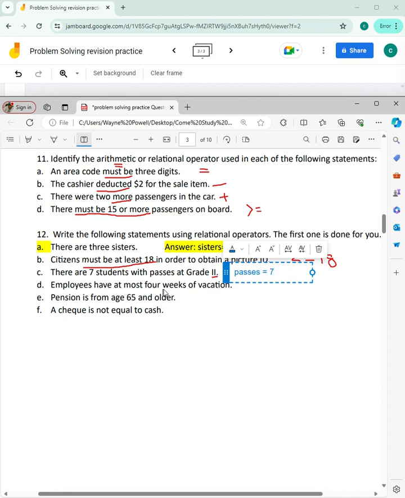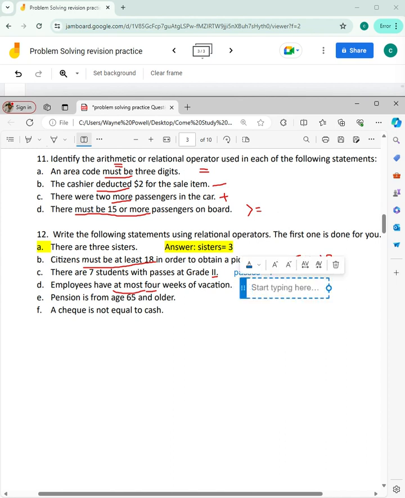Employees have at most 4 weeks of vacation. At most 4 weeks means it is no more than 4 weeks. You can have less, but it cannot be more. So if you have at most, that means the greatest number should be 4. That is less than or equal to 4. And we'll call that weeks.